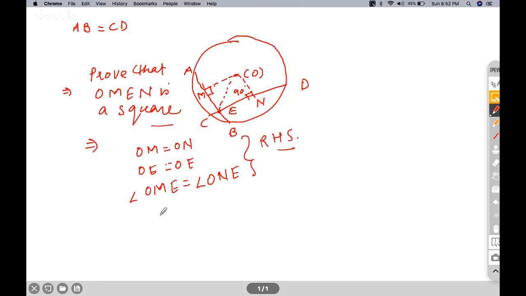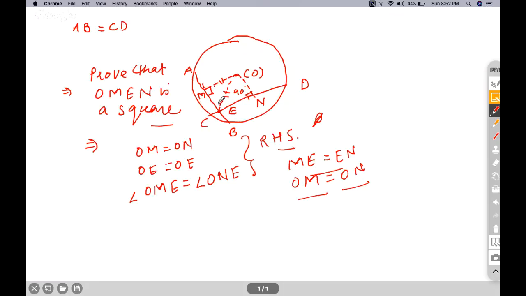You can also write that, yes, RHS only. What's more? By RHS congruency, you can write that ME is equal to EN. I already know that OM is equal to ON because the chords are equal, hence the perpendicular bisectors on it would be equal. So all four sides I have shown equal.